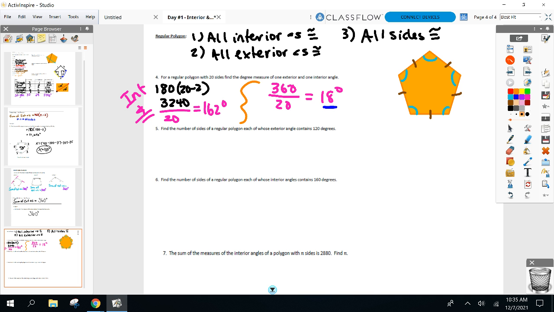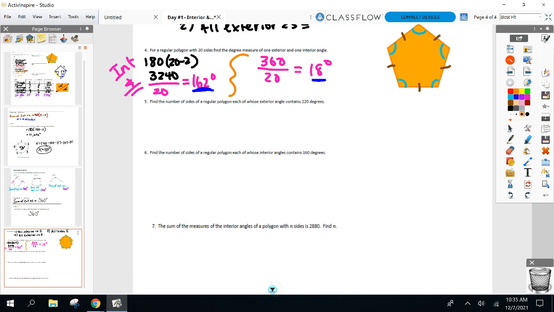What's the relationship between every exterior and interior angle? They always add to 180. So the other way I could have done this is, Via found 162. 180 minus 162. Done. 18. Or did anybody start with the exterior? You could have started with the exterior and subtracted that from 180. Okay, either way. All right, let's keep going.